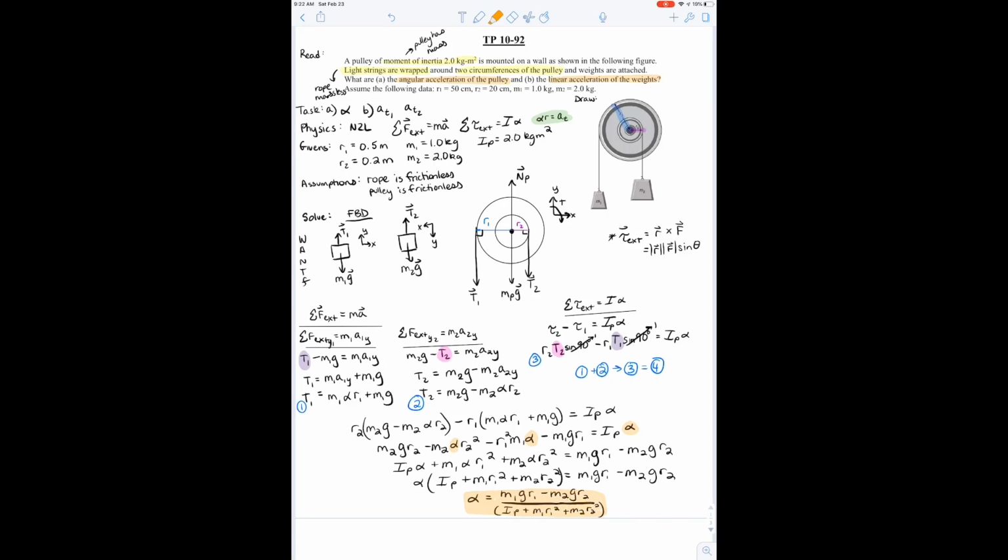Now, I'll leave you to it to actually substitute in values. Just note that for angular acceleration, your units are going to be radians per second squared. And that we're dealing with 1 sig fig for our final answer. Once you have that angular acceleration, then you can solve for the linear accelerations for each weight. All right, physics fans, good luck.